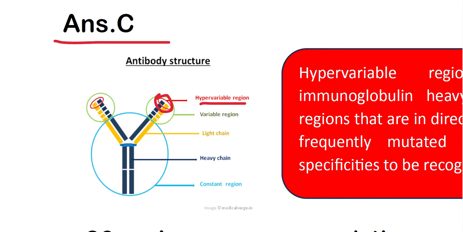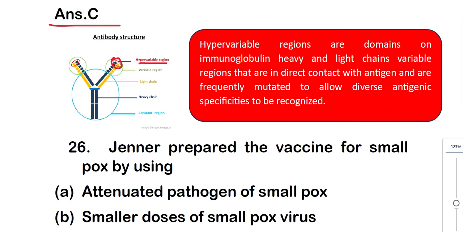So hypervariable regions are domains on immunoglobulin heavy and light chain variable regions that are in direct contact with antigen and are frequently mutated to allow diverse antigenic specificities to be recognized.